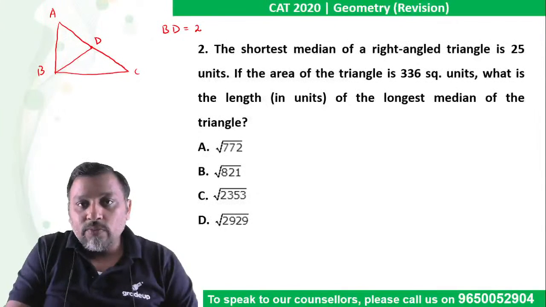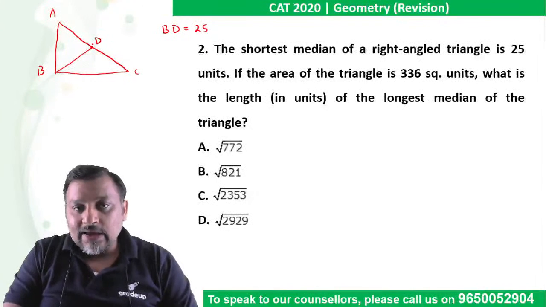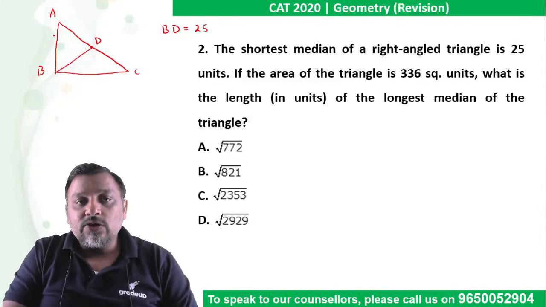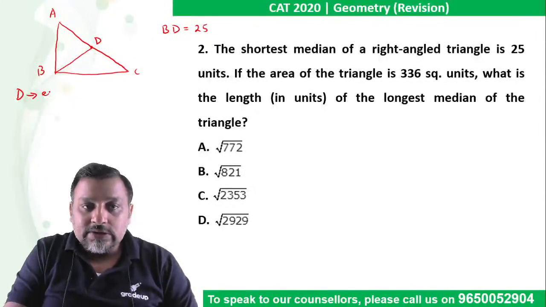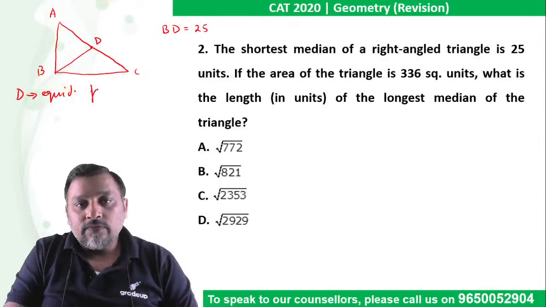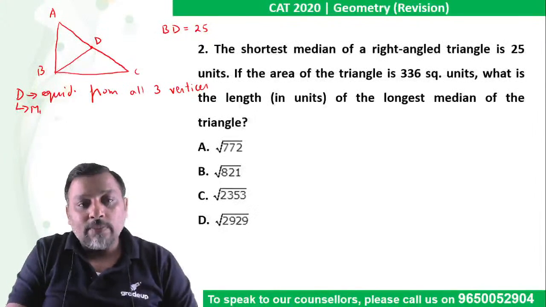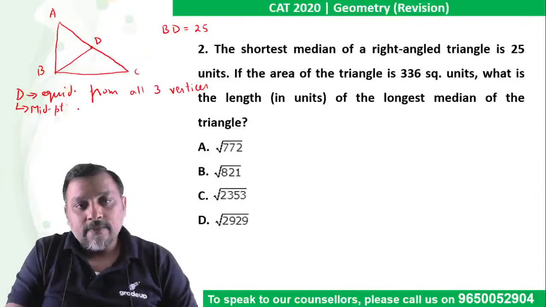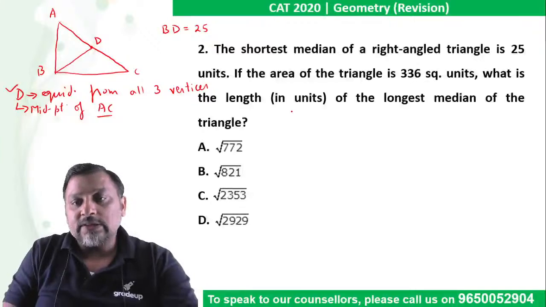So it is given to be 25. Now this is a property of this right angle triangle, that midpoint of the hypotenuse, that means D, is equidistant from all three vertices, where D is nothing but the midpoint of hypotenuse, midpoint of AC. Okay, so this is an important property that we'll be using in this question.